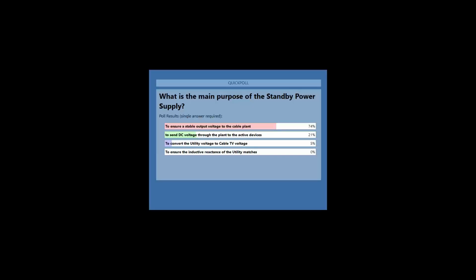The utility power, like I said, changes throughout the day. You might get 120 volts coming out of the outlet, you might get 109, you might get 129. So throughout the day, as the load changes, the voltage at the outlet can change. We can't have the voltage on the cable plant changing 20 or 30 volts throughout the day. That would cause massive problems for all our active devices. So the power supply's main purpose is to ensure that the voltage on the cable plant basically doesn't change throughout the day.